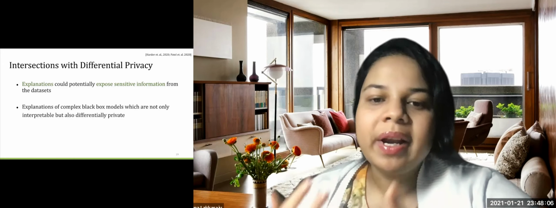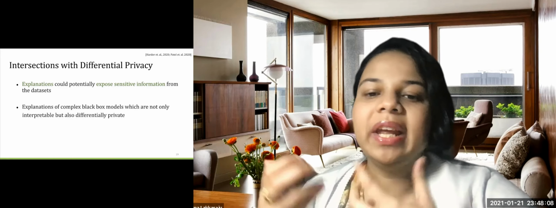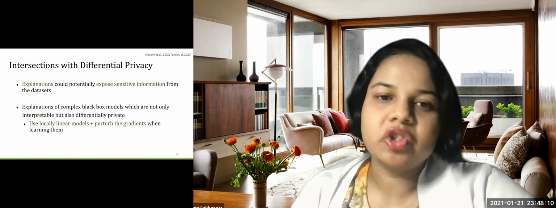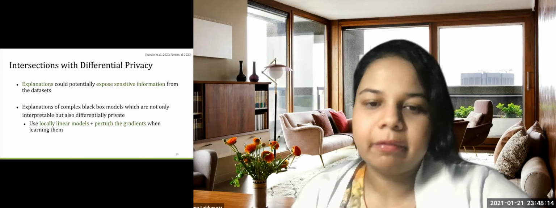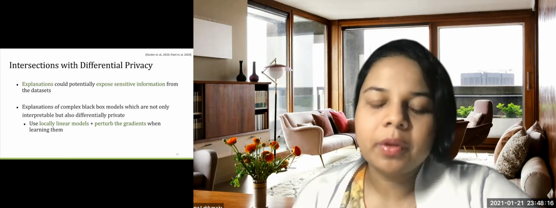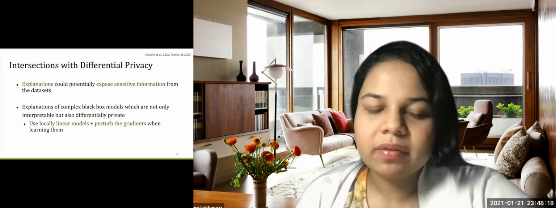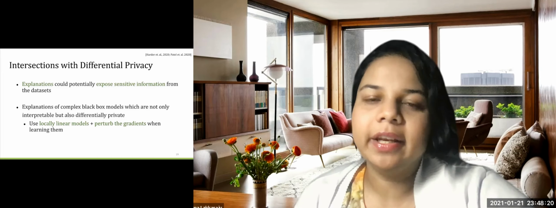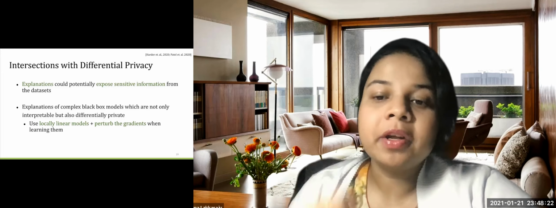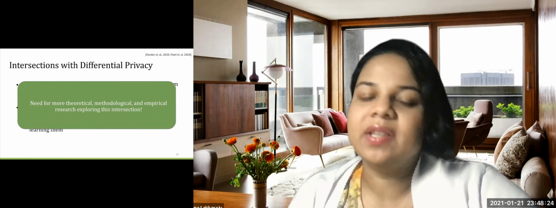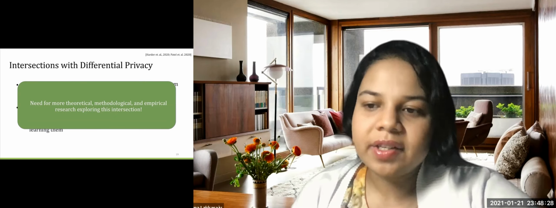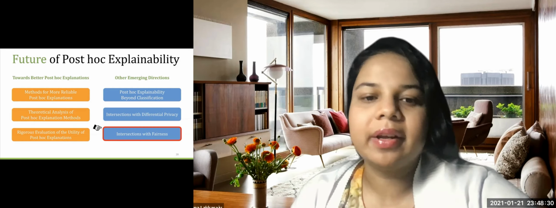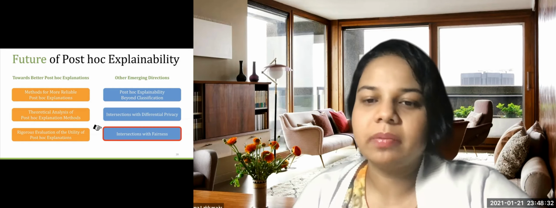So we want to build explanations which are not only interpretable, but also differentially private. And that is exactly what some of the recent works have been doing. For example, one of the works basically tries to achieve this goal by using locally linear models and then perturbing the gradients when learning these models. Of course, there's a clear need for more theoretical, methodological, and empirical research exploring this intersection.